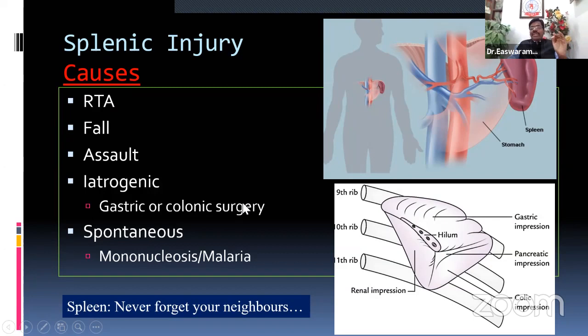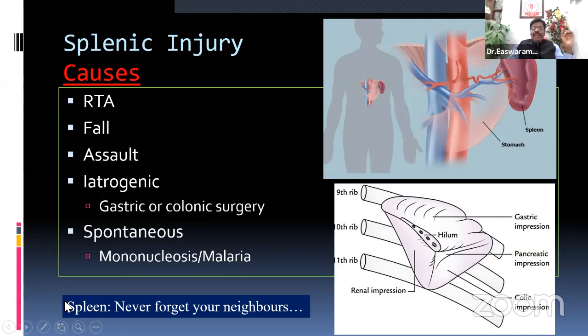So colonic mobilization when we do a left hemicolectomy, or a splenic flexure mobilization during any large bowel surgery, can give rise to injury to the spleen. So these are the two things. Third, pancreas surgery also can give rise to splenic injury. Spontaneously, the spleen can suddenly rupture. At least there are two causes for rupture because the spleen becomes so enlarged and soft: infectious mononucleosis or malaria can cause a spontaneous splenic rupture. So a malaria patient suddenly becomes collapsed. You think of whether the patient is having a hemorrhagic shock due to spontaneous splenic rupture. So these are all the causes.